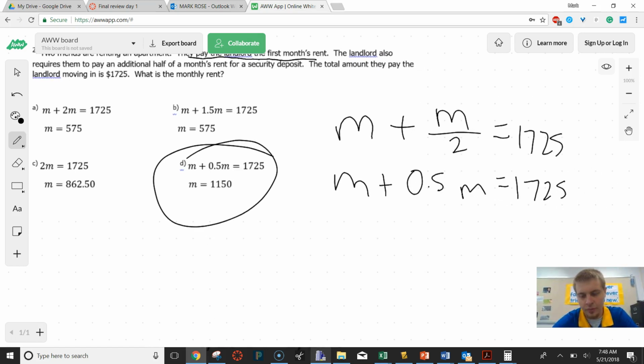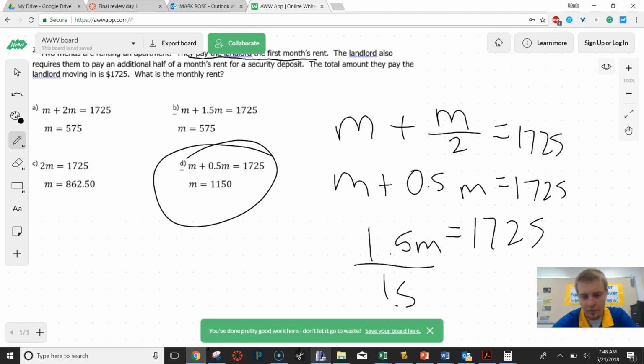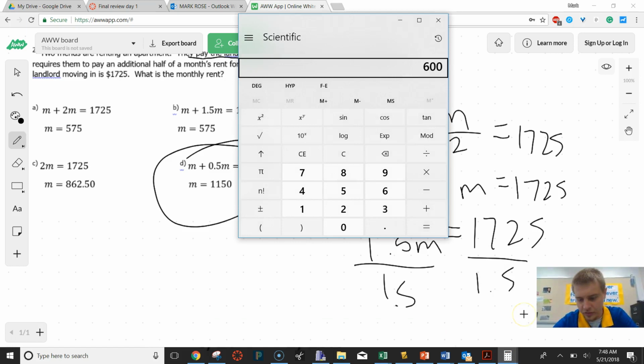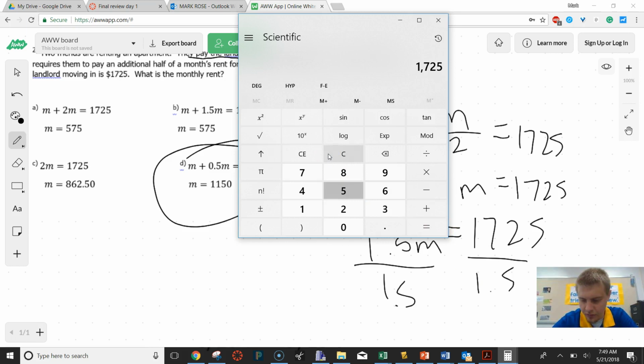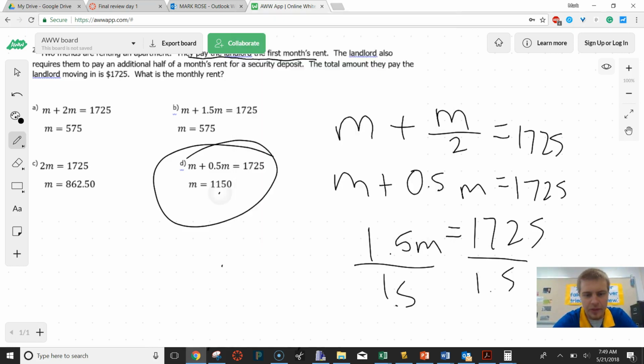So M plus 0.5M will give you 1.5M equals 1725. And then when you divide by 1.5 and you divide by 1.5, you'll notice that you get 1725 divided by 1.5. And we get the answer that we should have got there. So just make sure when you're doing this problem that you try to read through and then find the individual pieces of information. Let's do the next one.